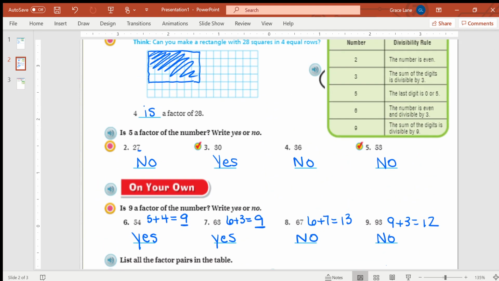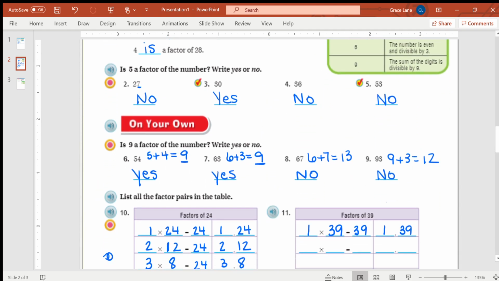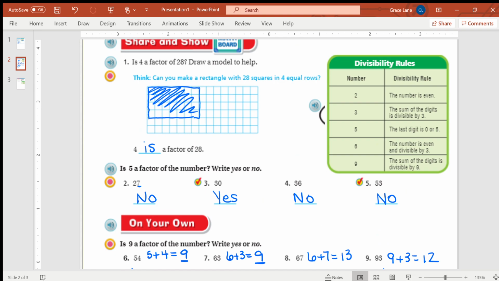Go back to the chart and start with, we did 1, now do 2. It says the number is even, so think, is 39 even? No, it's an odd number, so I know that 2 will not work. Okay, so go to 3.